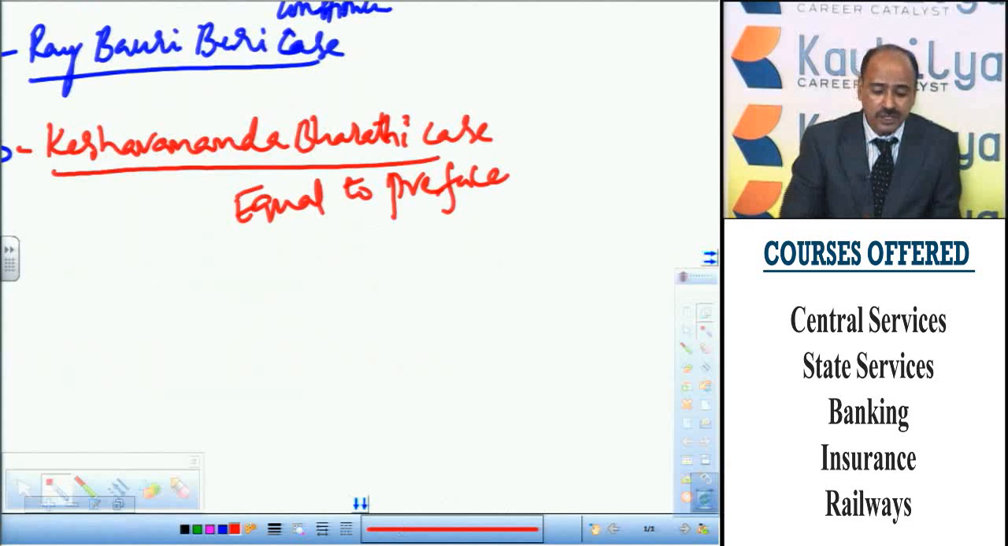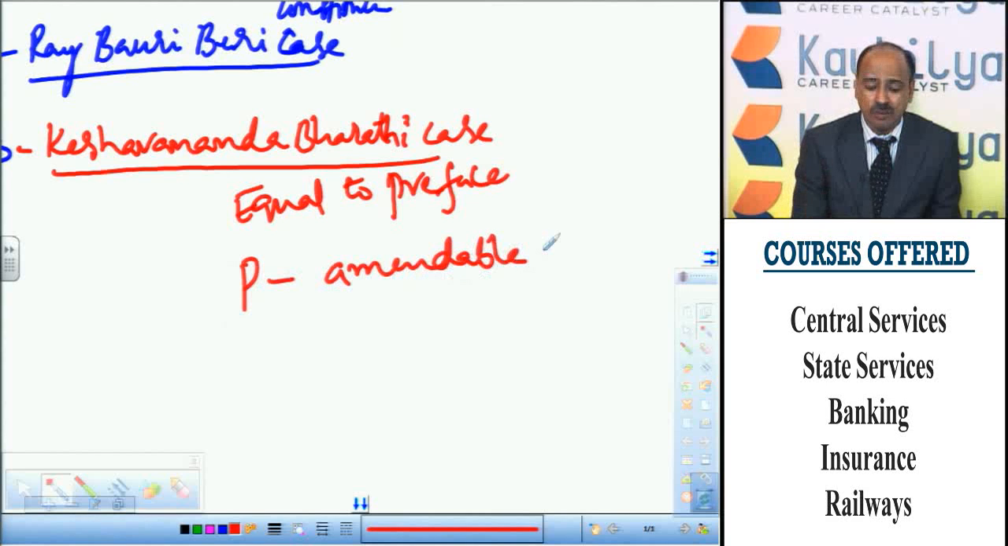Then what is the 1973 incident? According to the Supreme Court judgment, the preamble is also part of the constitution. That's why the preamble is amendable. The preamble is amendable.